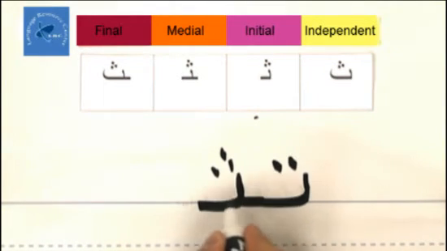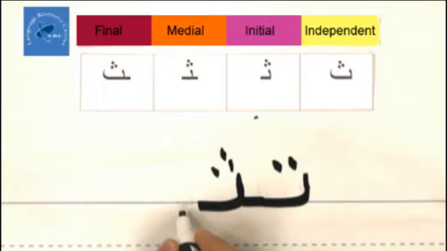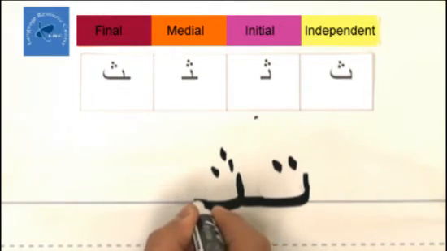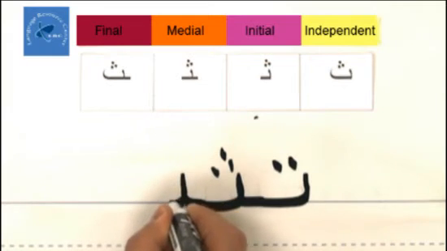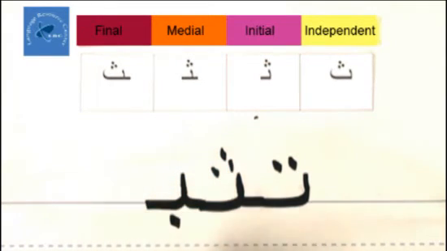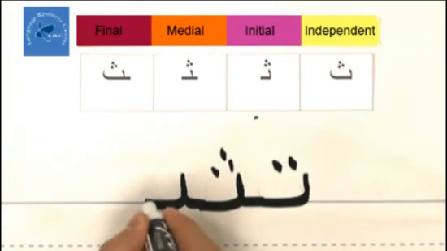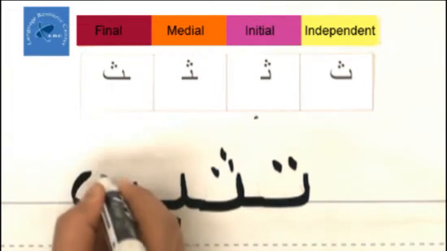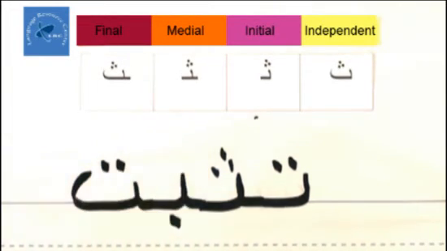Teth, bet. So we need ba, and it's also in the medial position. So we do a tooth up, and go to the right a little bit, and 1 dot below. Teth, bet, and the last letter is ta in its final position. So we do the smiley face. And 2 dots on top. Teth, bet.